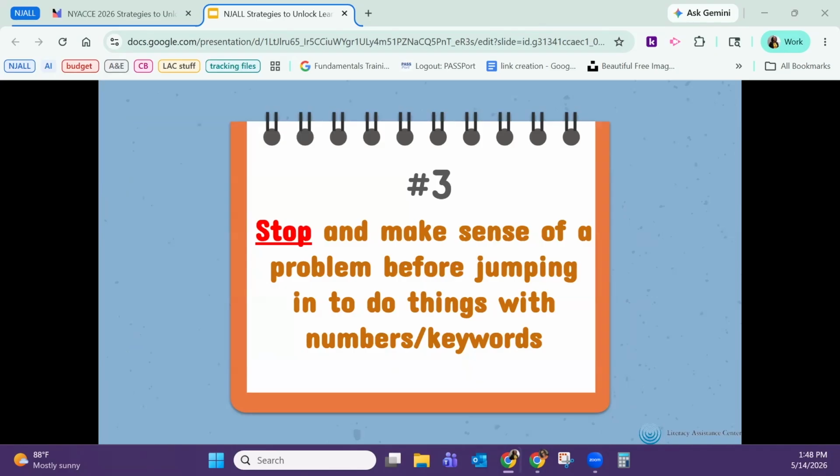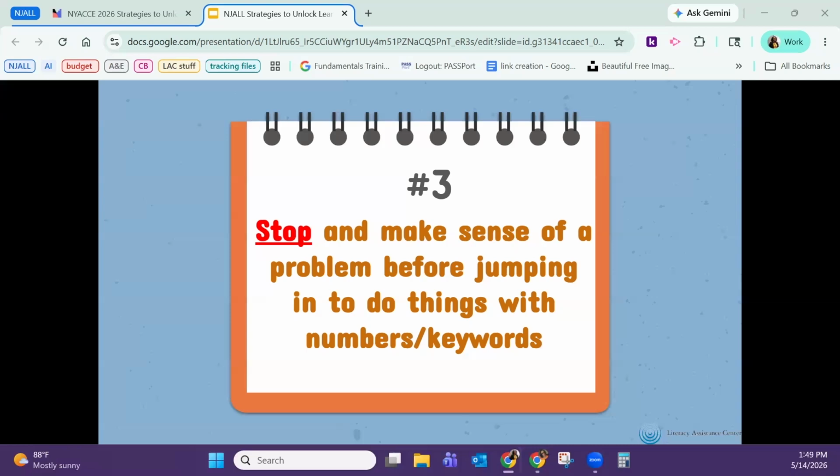So here's strategy number 3. Use instructional routines to stop and make sense of a problem before jumping in to do things with numbers and keywords. Oh, I know that might hurt. I'm sorry. If you have that poster of keywords in your classroom, cool. And maybe we could try something different, because keywords don't necessarily help a student to assess for reasonableness, and they can be easily tricked without making sense of the question.